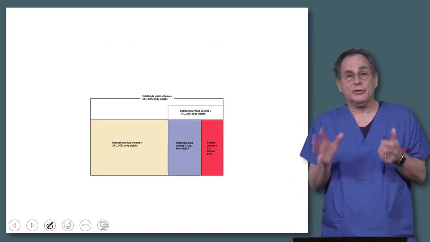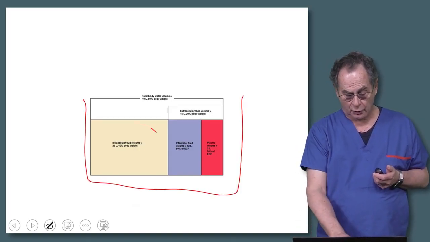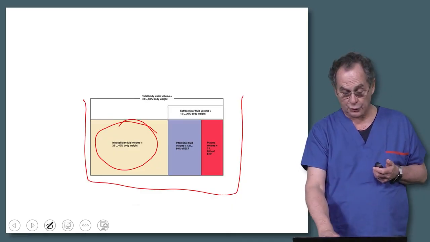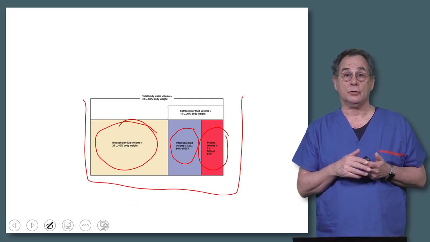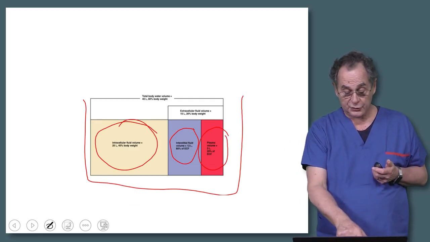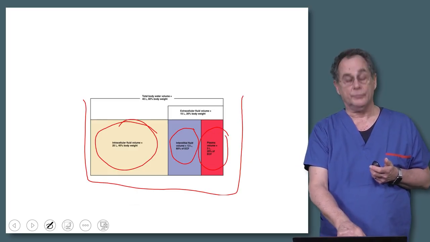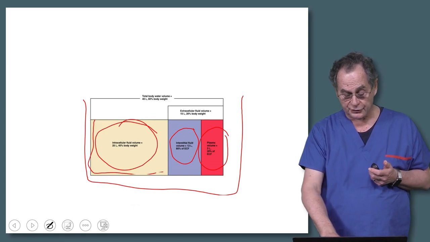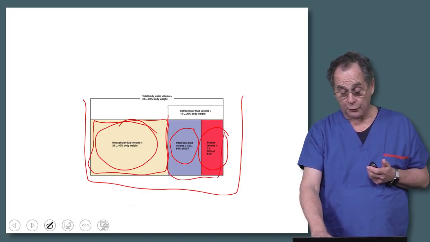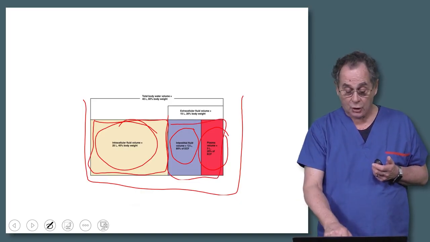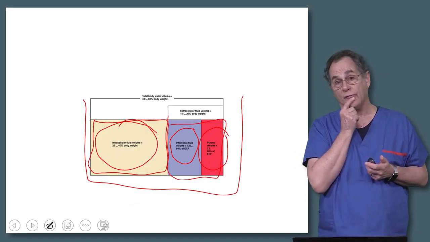So again, we come back. This is a bit of a summary slide. Here's our beaker. Here's our intracellular space. Here's our interstitial space. And here's our plasma or vascular compartment. Water is 60% of the total body weight in a male, 55% in a female. Two-thirds of the water sits in the intracellular space, one-third in the extracellular space. Three-quarters of the extracellular fluid is in the interstitium, and one-quarter is in the plasma volume.